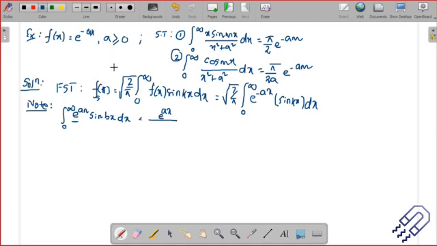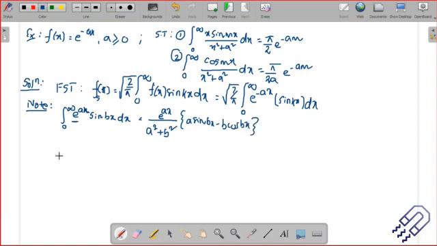Let me check the question first. Now, just wait. The question is okay. Oh, sorry, I think it should be x. Okay. So e to the power ax divided by a square plus b square into a sine bx minus b cos bx.